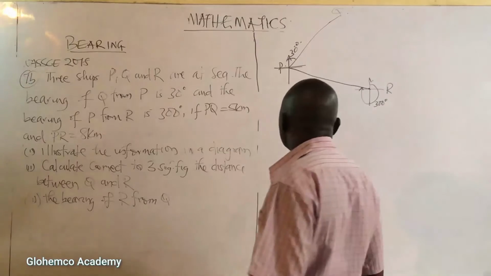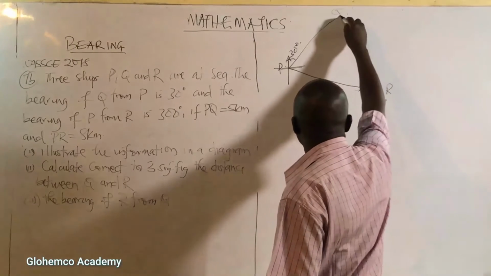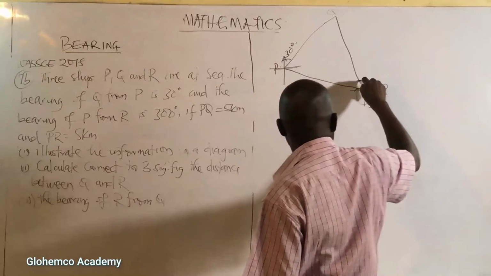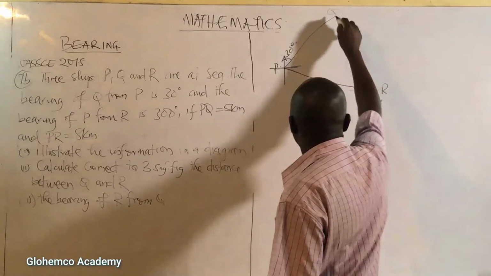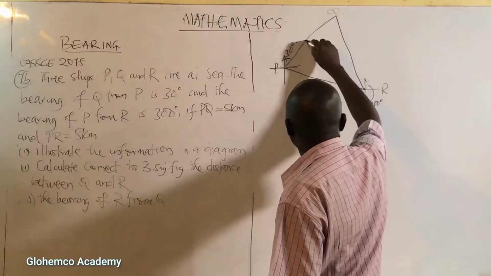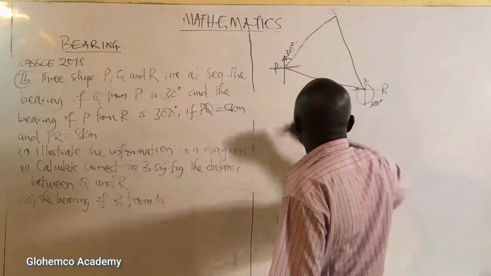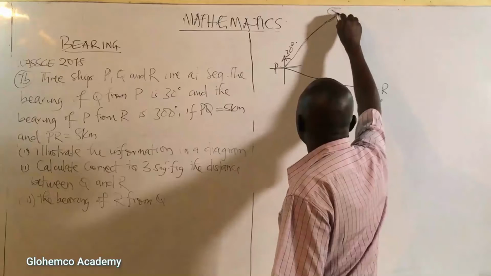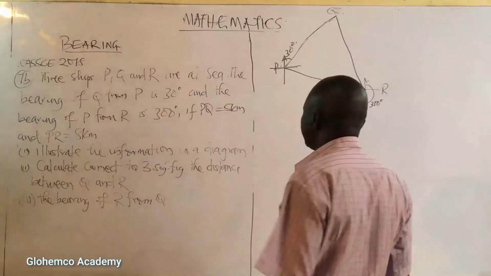Now, if PQ, let us join Q to R. So this is how the diagram will look like. This is our diagram now. It will look like this. Fine. Now, this is our Q. P.